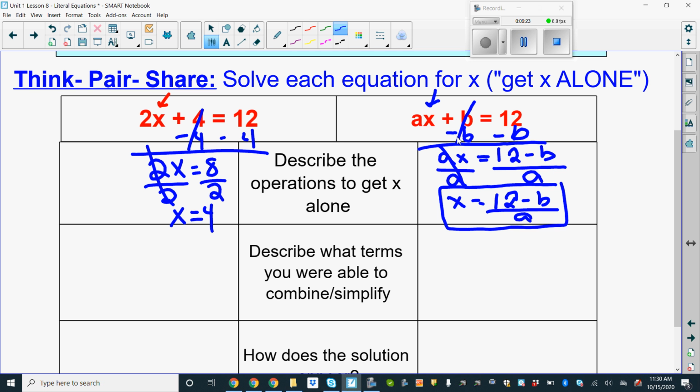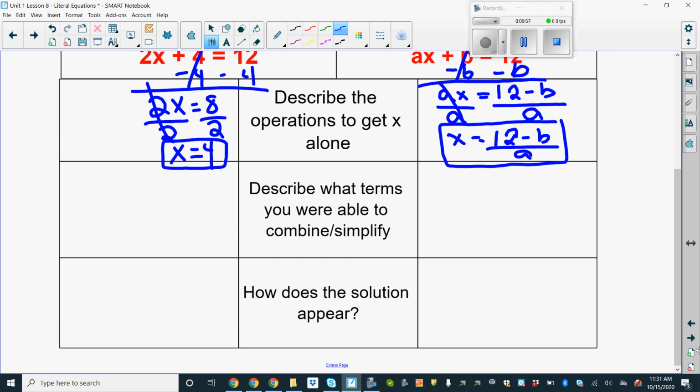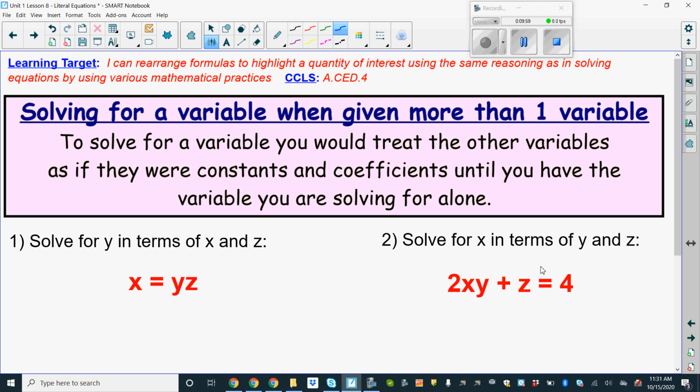So you still use inverse operations. You still want to do the addition or subtraction first, then do the multiplication and division. Okay? So describe the operations we use. Like we just said, we used inverse operations. And describe what terms we were able to combine and simplify. And our answer, when we're solving a regular equation with one variable, will have x equals a number. When you are solving a literal equation, you're going to have x equals some expression. And the expression is 12 minus b divided by a.